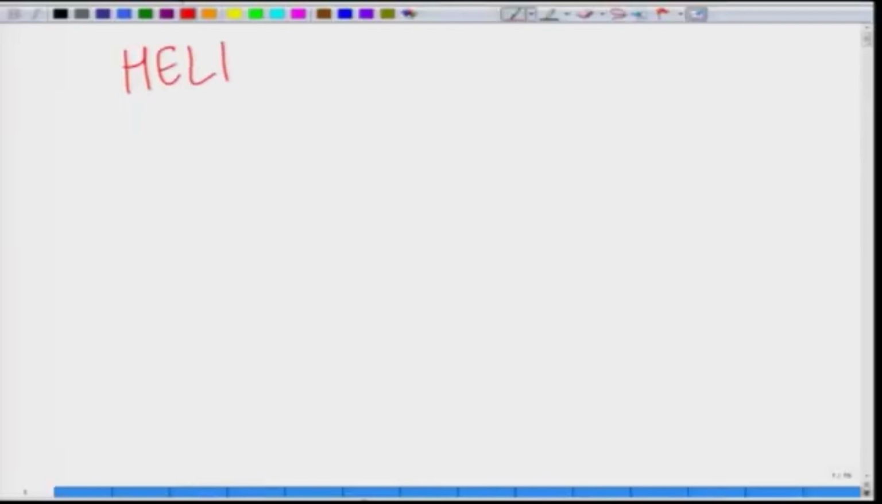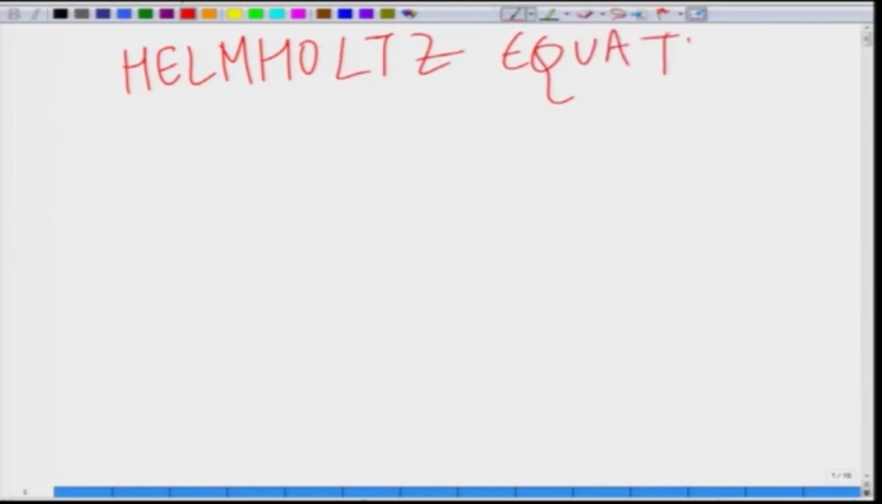Welcome to the Muffler Acoustics course. So, in the last lecture we were discussing the Helmholtz equation, the one dimensional Helmholtz equation, which is given by the following.